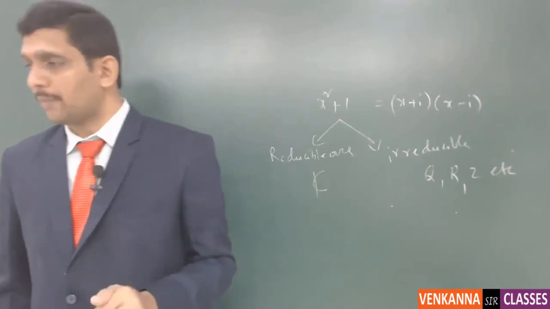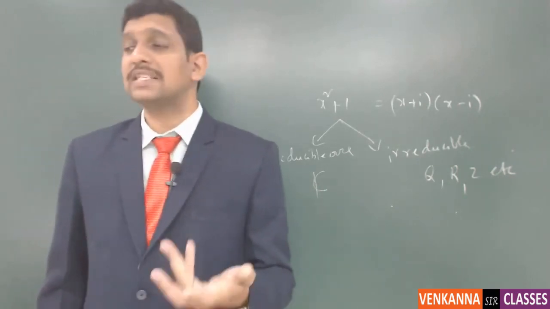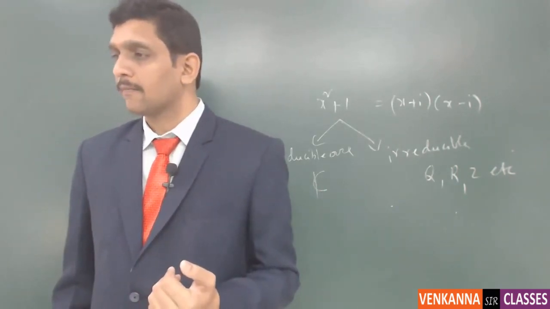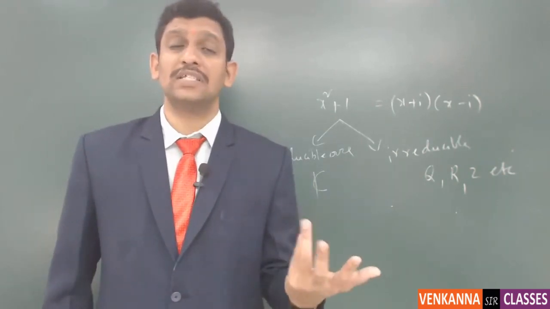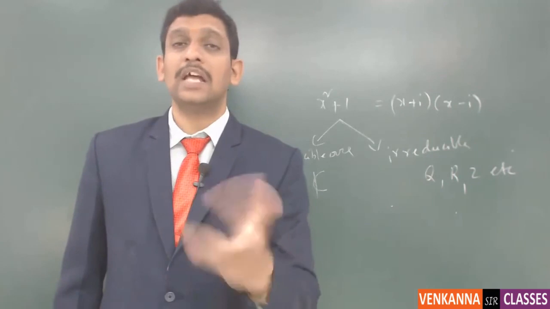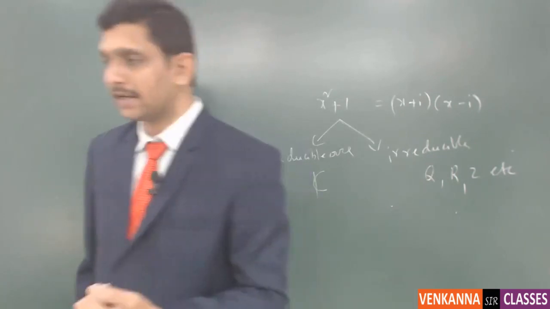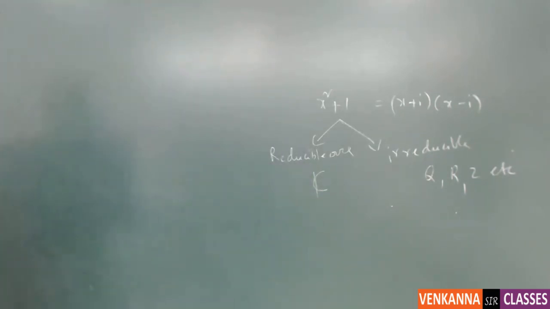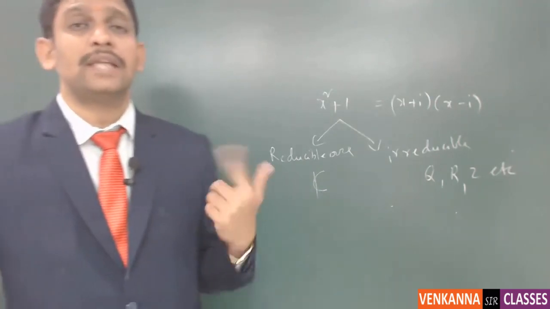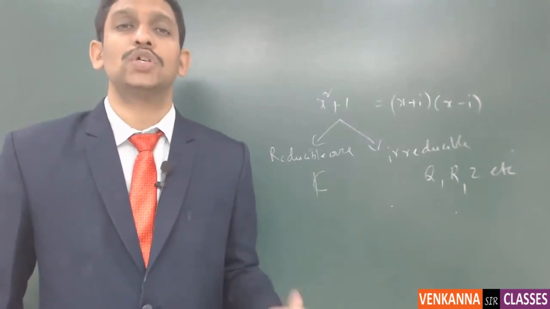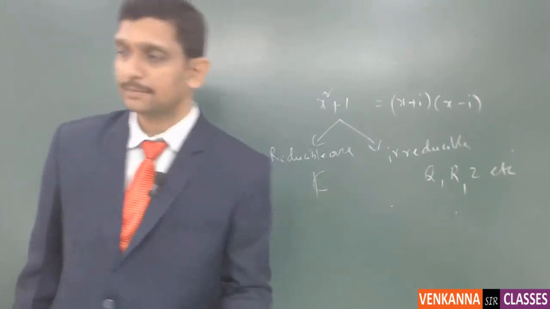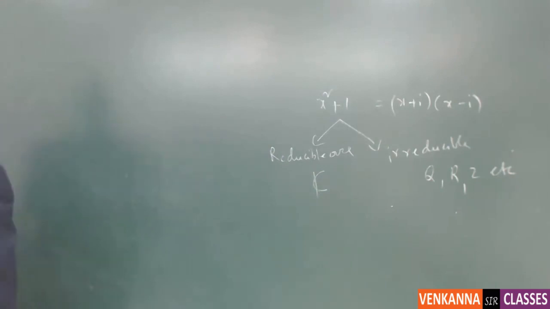I took a polynomial whose coefficients are integers. So if you take a polynomial whose coefficients are rational numbers or something, then we cannot apply Eisenstein's criterion there. Eisenstein's criterion is applicable only for irreducibility over rational numbers for a polynomial whose coefficients are integers. Clear now?